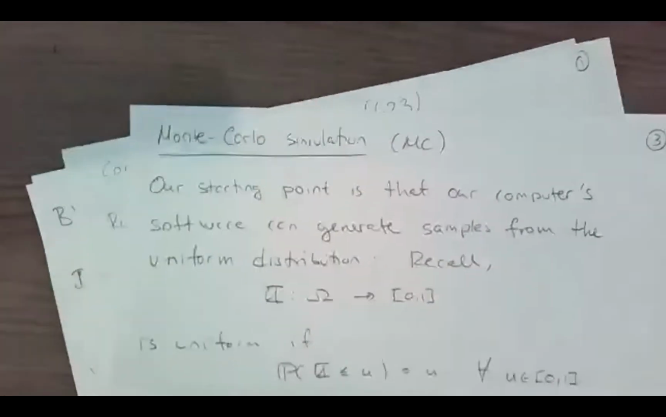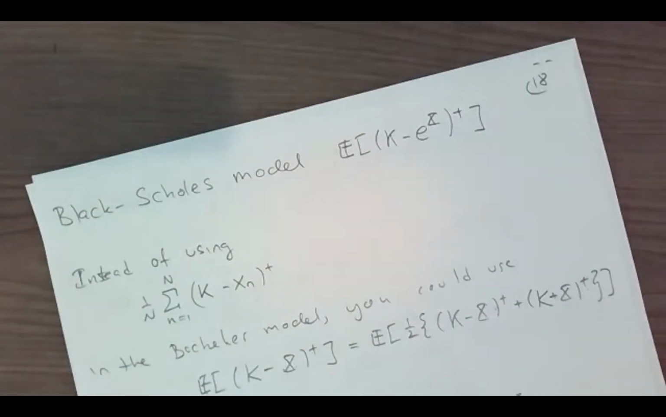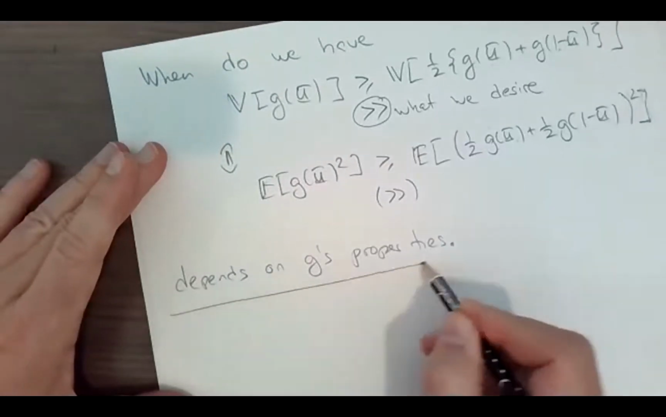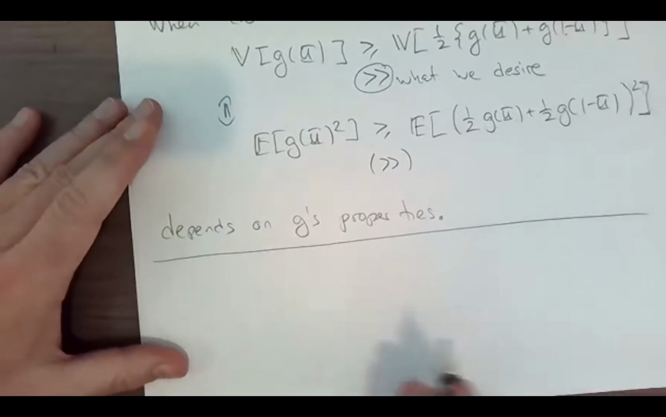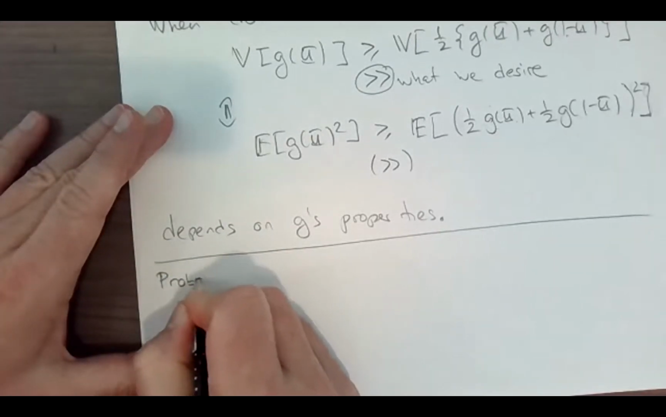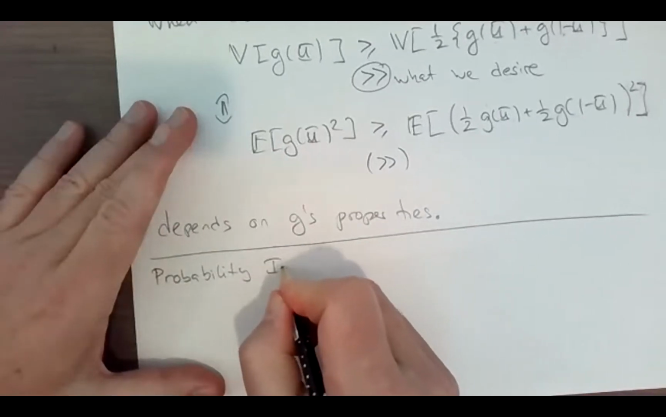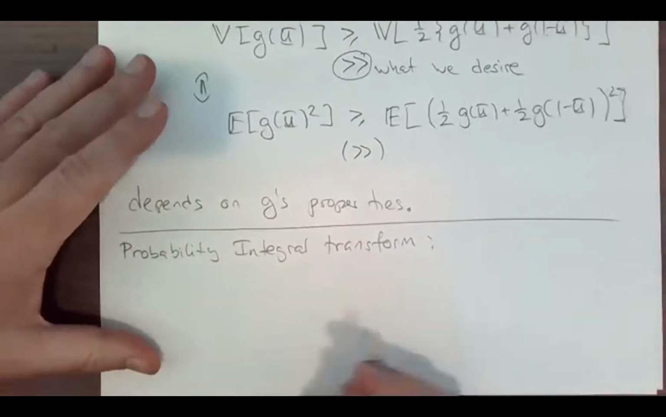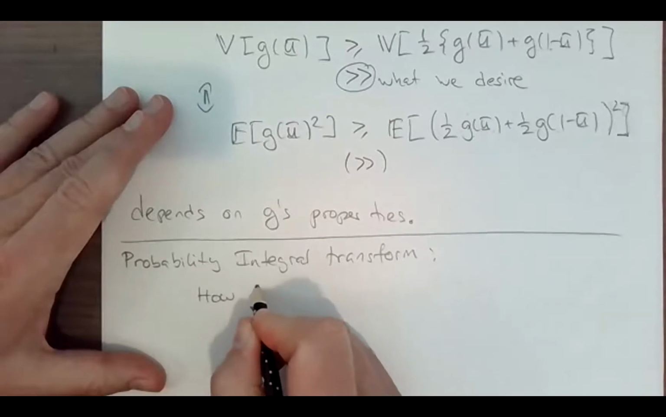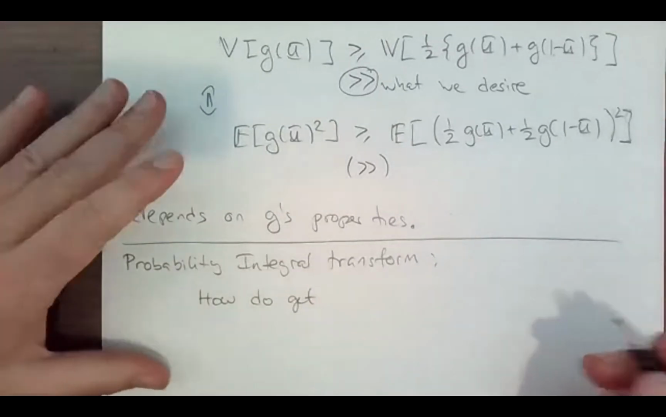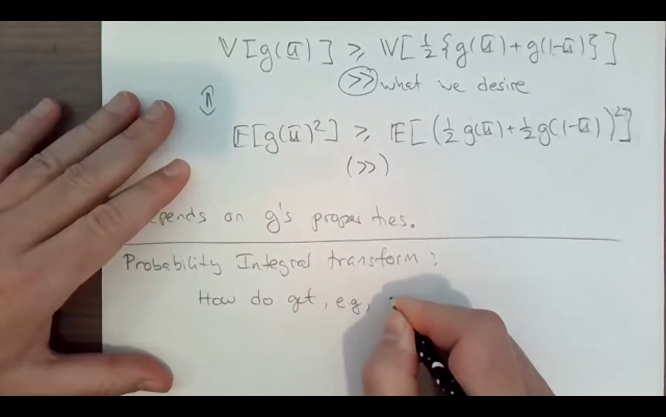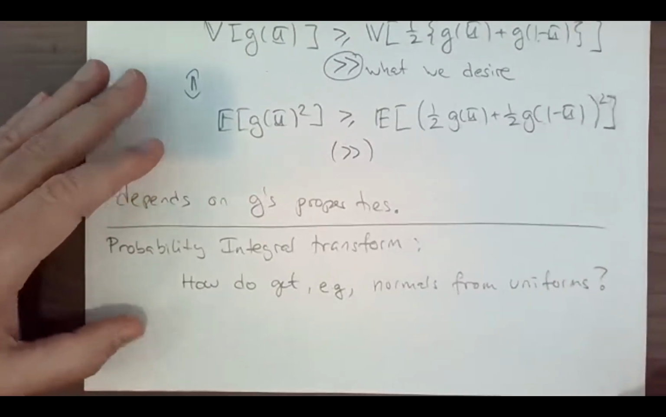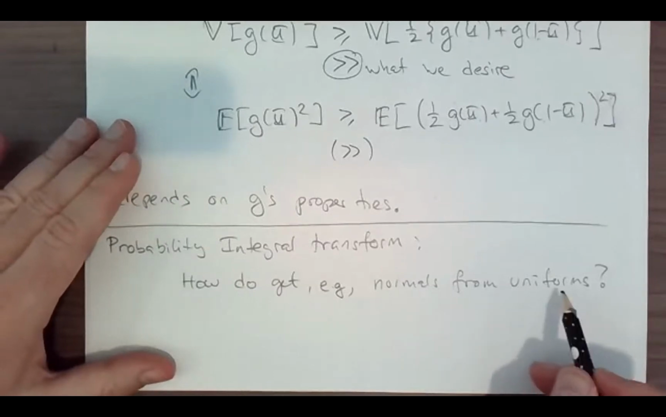And now, on the last slides, we were talking about normals. So how do we go to normals from uniforms? This is what's called the probability integral transform. How do we get, for example, normals from uniforms? This is what we were given to sample, but how do we turn them into normals?